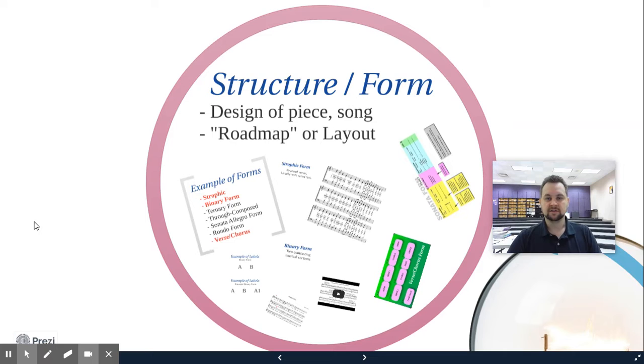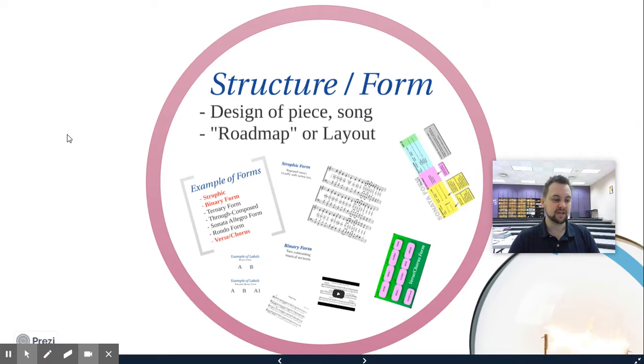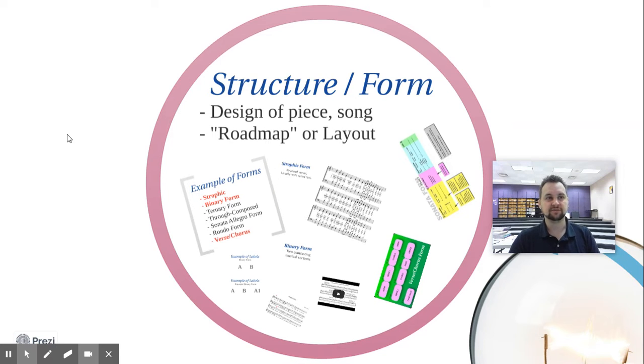So the term I use loosely is structure, but the term in the music field is more form. Form is the more accepted vernacular. The quick definition of form or structure is the design of the piece or the design of the song. It is the roadmap or the layout. When you're looking at the big picture of the song, start to finish, what are the sections and how do they relate to one another?